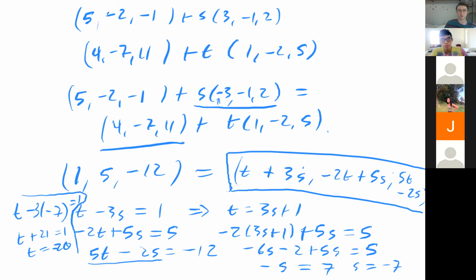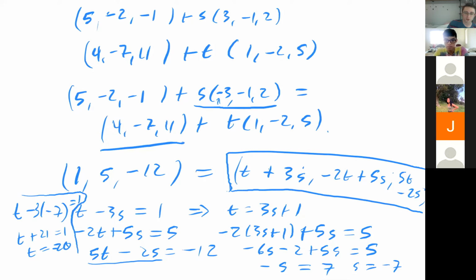I think I made a couple mistakes, but let me just emphasize that although I made some computational errors, this is the correct way to do it. Like set the two lines equal to each other and then find s and t such that they intersect. Okay.